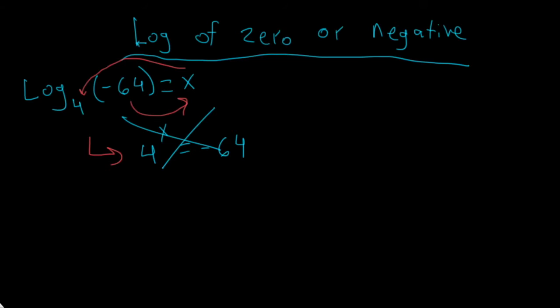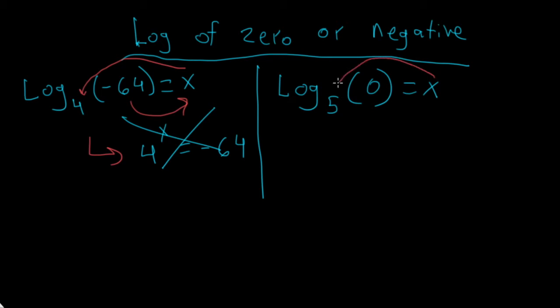It is similar to if we have, say, log base 5 of 0 is equal to x. And then again, bring that here, and we have 5 to the x power is equal to 0.